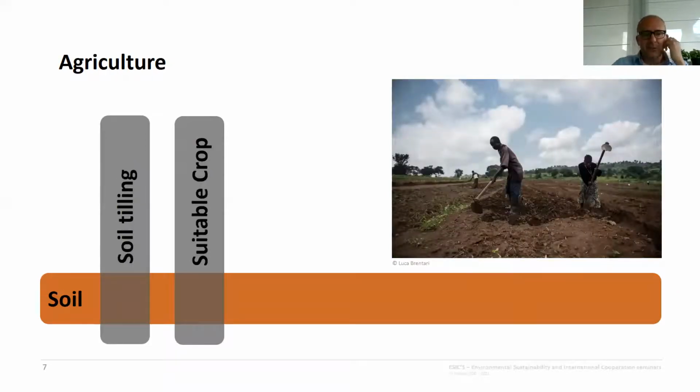Another example is soil tilling and the choosing of suitable crops. If we have a high organic matter rate, we have a good soil structure, and we have less chance of ruining the soil during soil tilling. And another important aspect, closely connected to the soil, is the choosing of suitable crops.